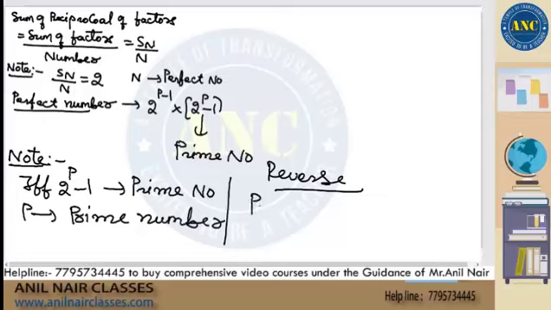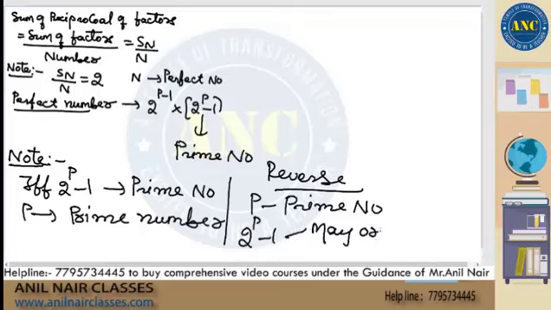Reverse. If p is a prime number, 2 power p minus 1 may or may not be a prime number. Listen carefully to this point. If 2 power p minus 1 is a prime number, p has to be a prime number. If p is a prime number, 2 power p minus 1 may or may not be a prime number. I hope the logic is clear.